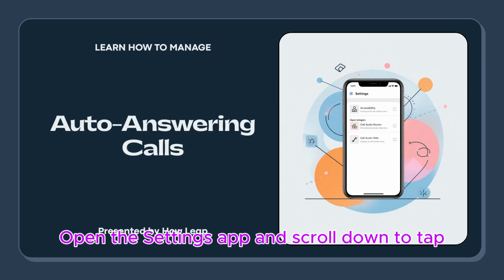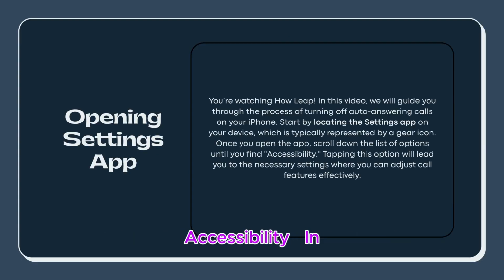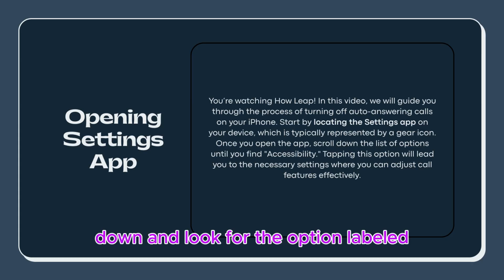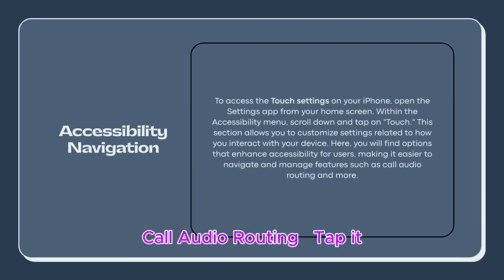Open the Settings app and scroll down to tap Accessibility. In the Accessibility menu, tap Touch. Scroll down and look for the option labeled Call Audio Routing. Tap it. You will see an option for auto answer calls.